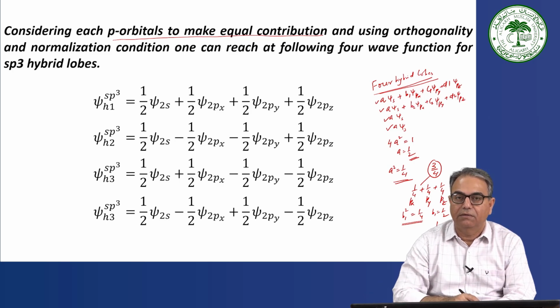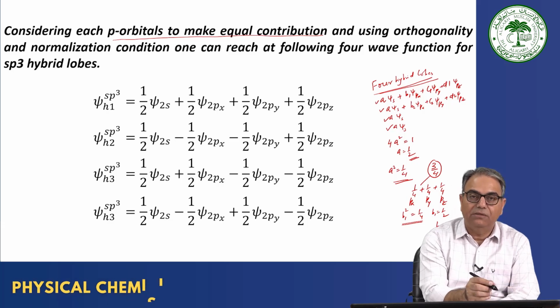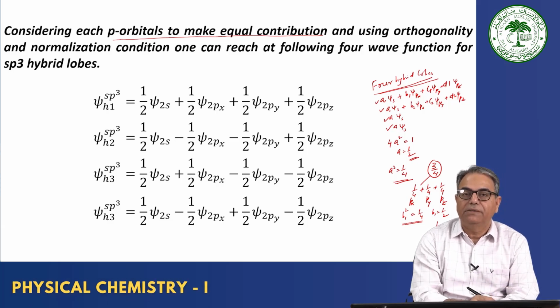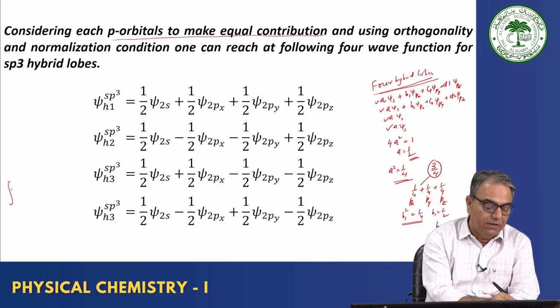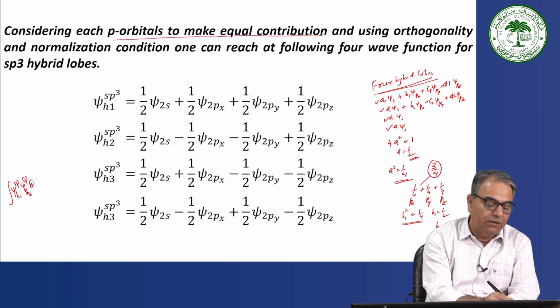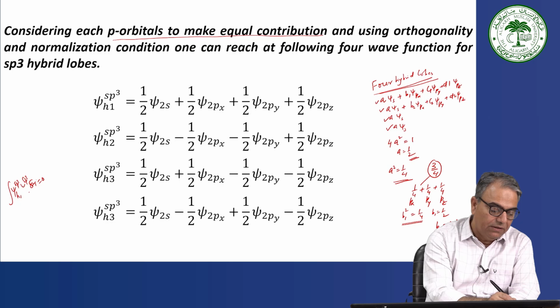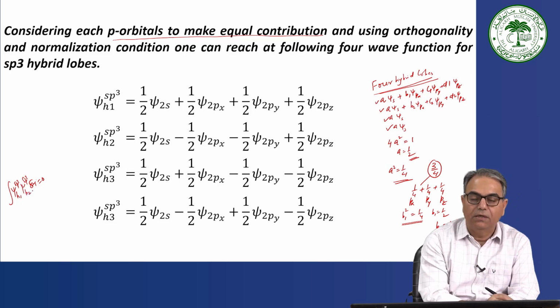Okay. So again you can write plus plus plus. I have not written plus plus plus. Why is it so? Because the hybrid lobes which you obtain should also be orthogonal to each other. So if you write a relationship psi h1 sp3 and psi h2 sp3, then this integral d tau should be equal to 0. Sorry for the bad handwriting, but I can't help it. Okay, I will try. Psi h2, okay, d tau.